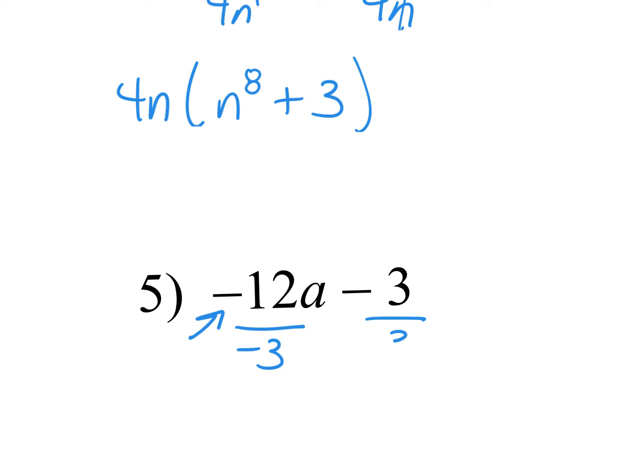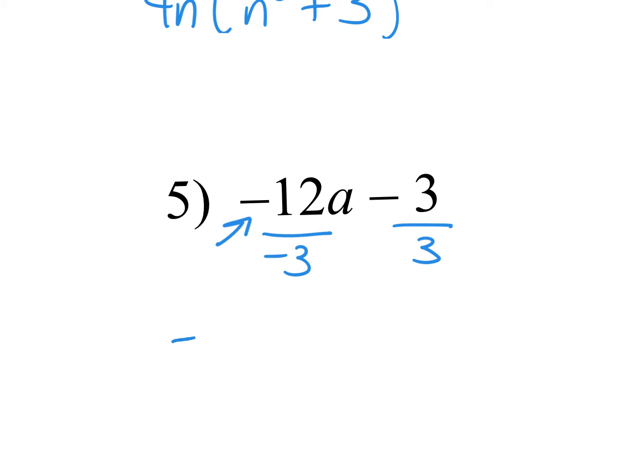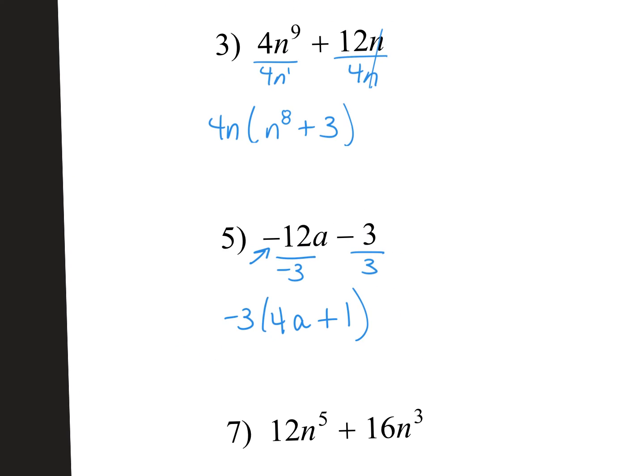So I'm going to divide both of these by negative 3. Negative 12 divided by negative 3 gives me positive, what? 4. So I have positive 4a. And then a negative divided by negative gives me a positive. 3 divided by 3 is 1. Whenever your problem leads with a negative, always take out a negative.